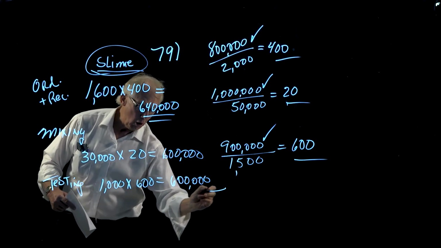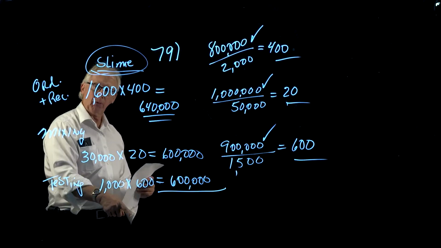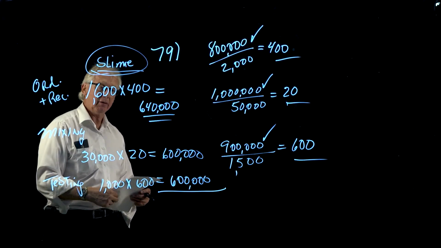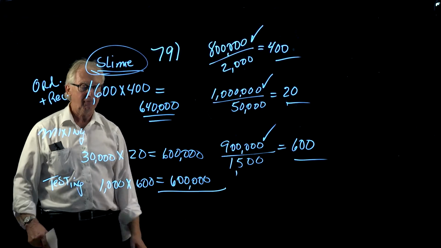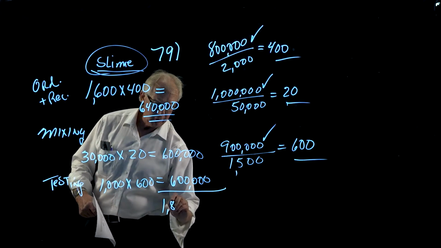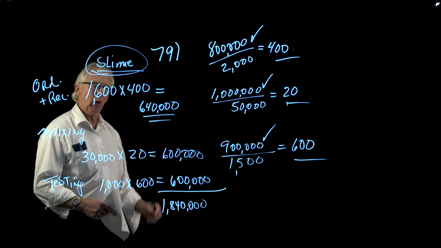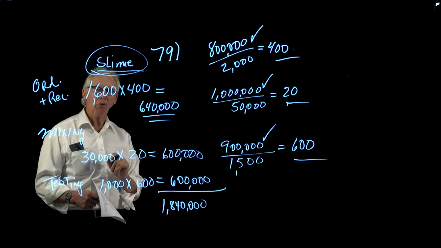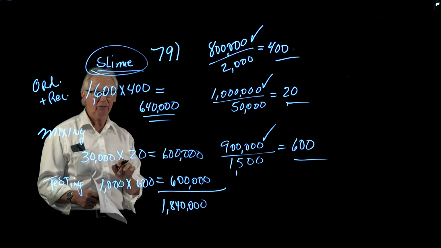Okay, so then all you do is add up all three drivers, all three overhead costs per driver. If you add 600,000 plus 600,000 plus 640,000, you should come up with 1,840,000. And that will be the total overhead you will allocate to the slime product using three different activities.